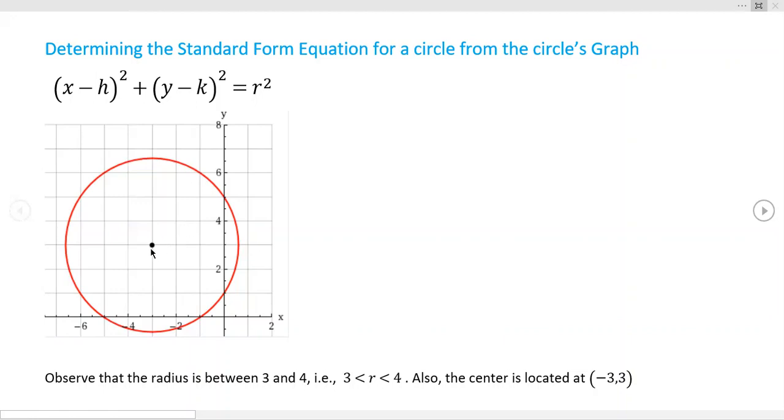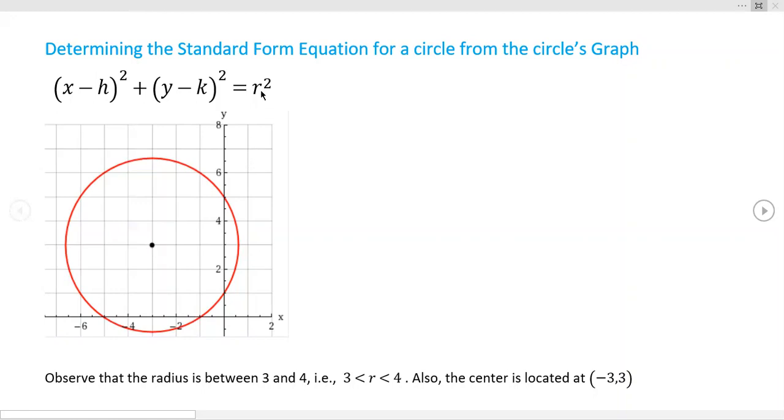Now, one thing that's clear is the center of the circle is at -3 and 3. In other words, if you move 3 to the left, that's -3. If you move up 3. So the coordinates of the center are -3 and 3, excuse me. X coordinate -3, Y coordinate 3.